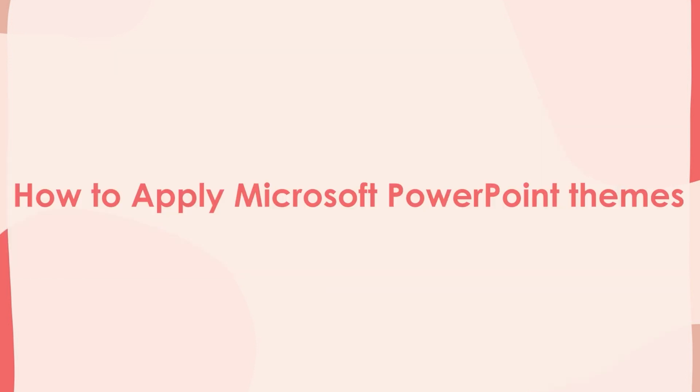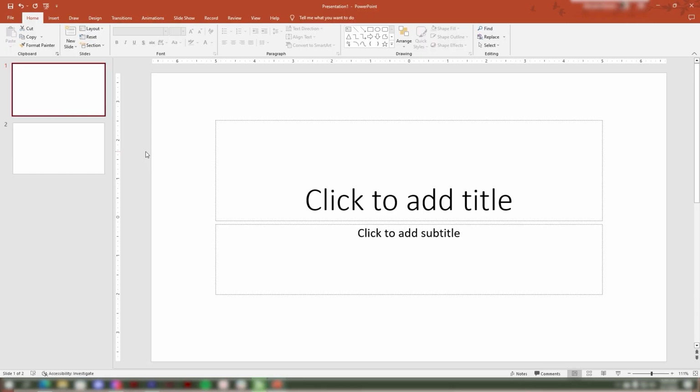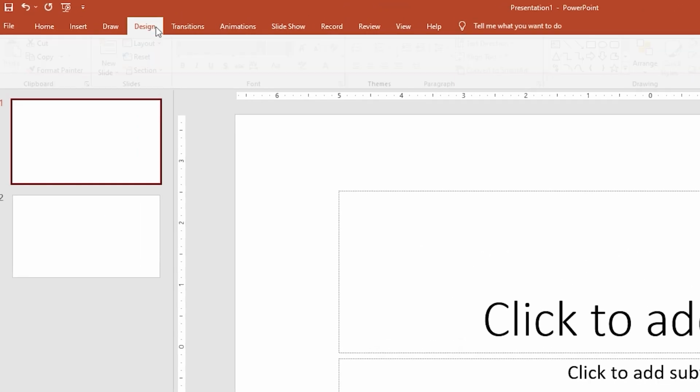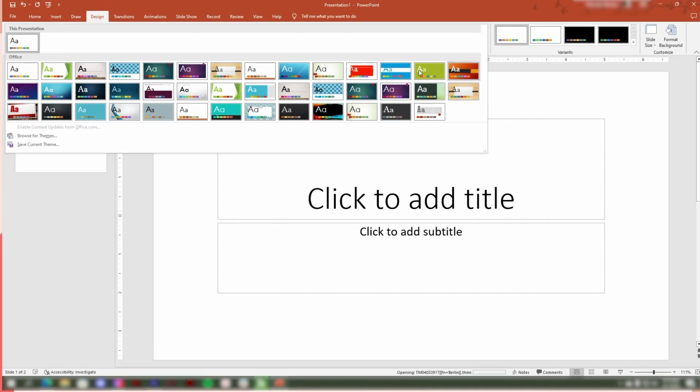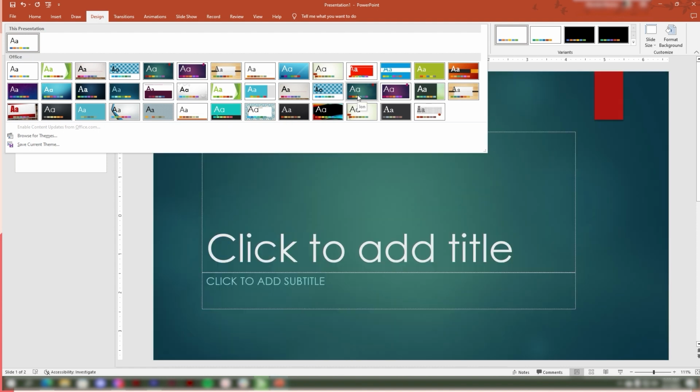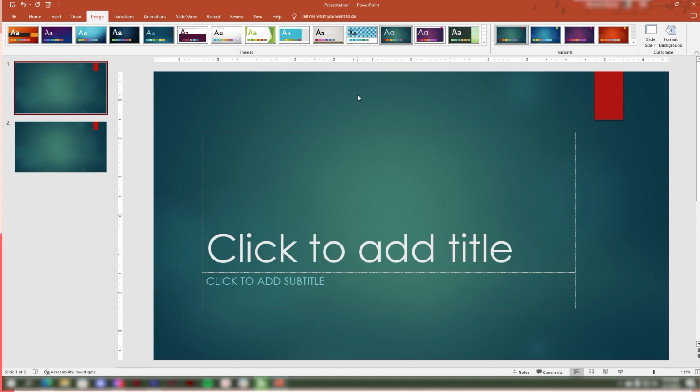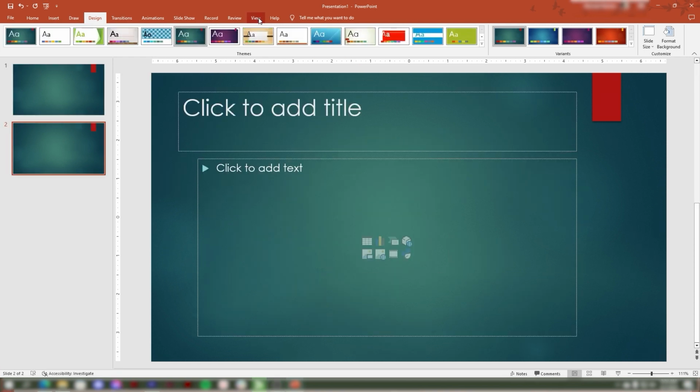How to apply Microsoft PowerPoint themes. First, open your Microsoft PowerPoint presentation. Second, go to the Design tab. Then, click the up and down arrow button to see different designs. Lastly, select a specific PowerPoint theme that suits your proposal. To begin with, follow these instructions.